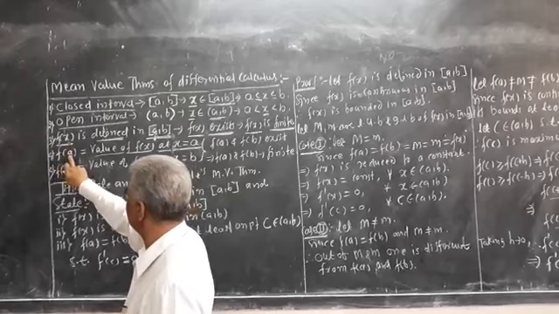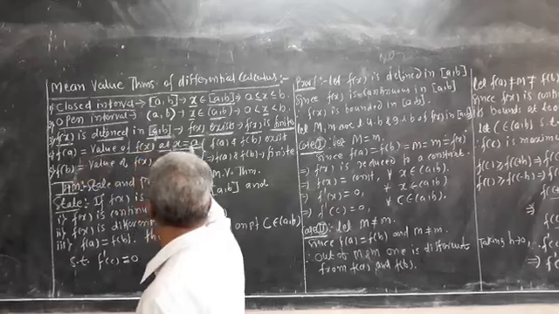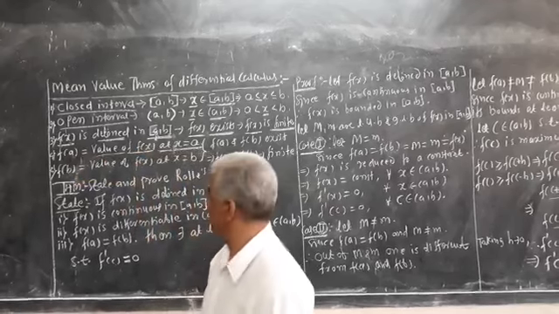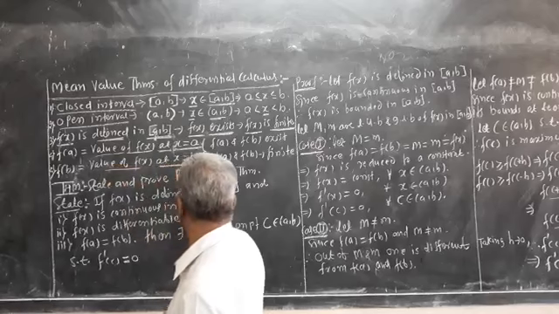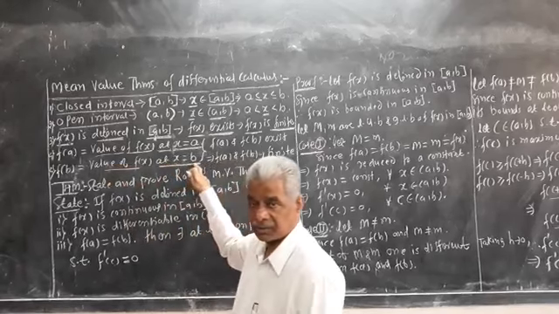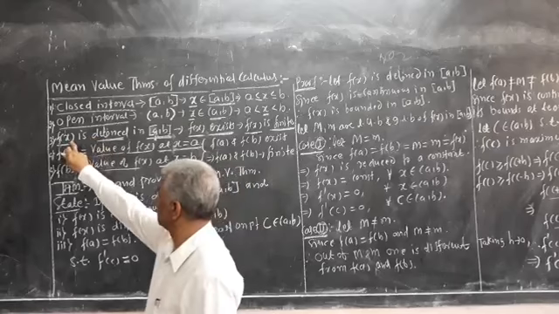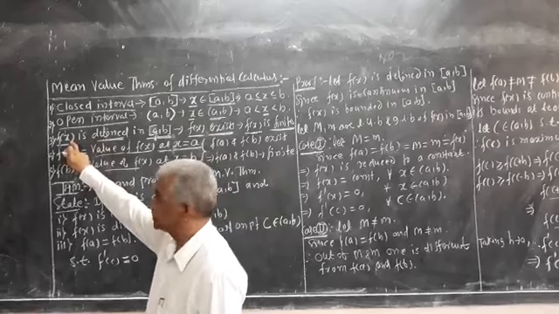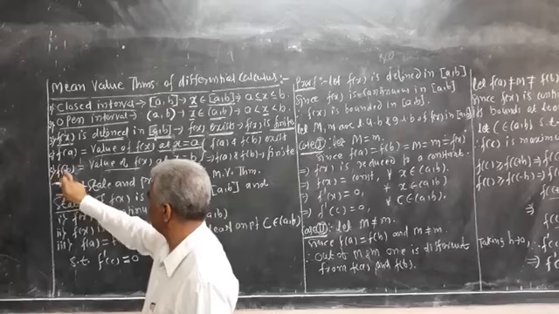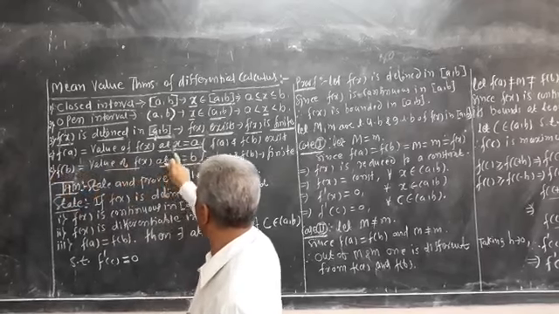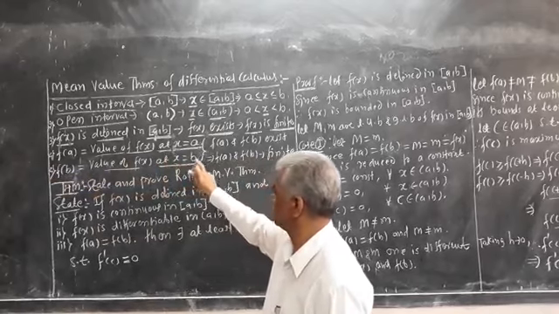And f of a is called the value of f of x at a point a. Similarly, here is the value of a function f of x at a point b. Substitute x is equal to b in the function. When substituting x is equal to b, it becomes f of b, which is called the value of the function f of x at x is equal to b.